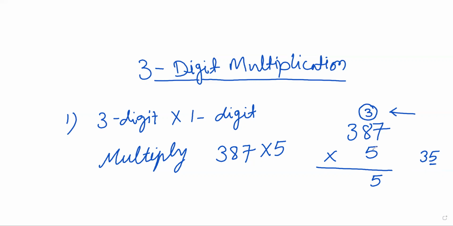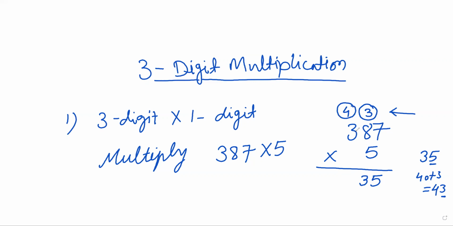Now multiply the second number by 5. What will we get? 8 5s are 40. Now add the carry 3 in this multiplication of 8 and 5. 8 5s are 40 plus the carry 3, we get 43. Now write the last digit here, that is 3, and take this 4 as carry and write it above the next number, that is above the 3.